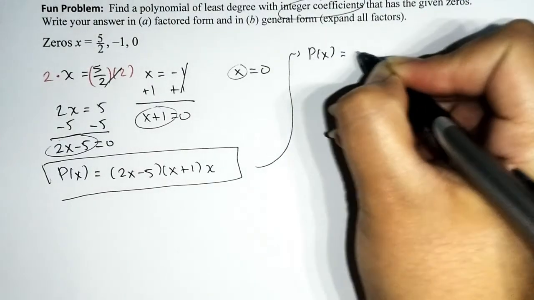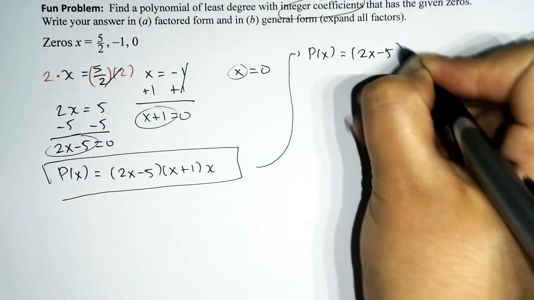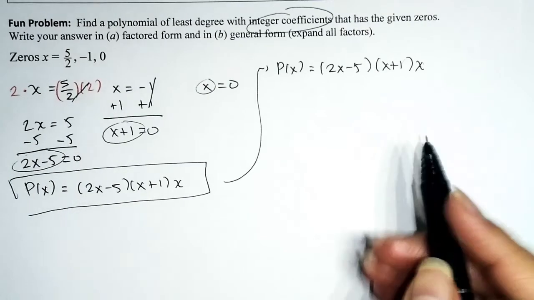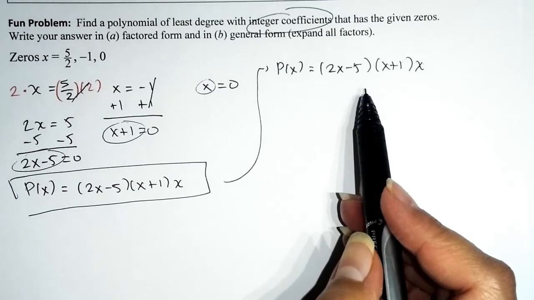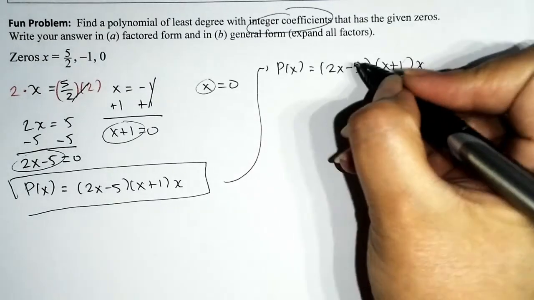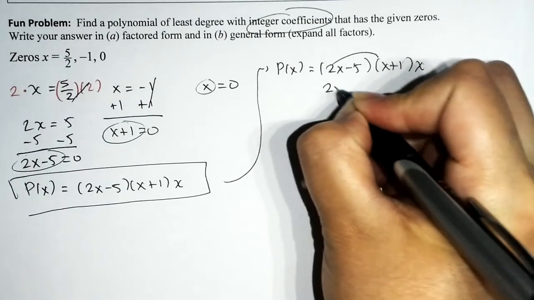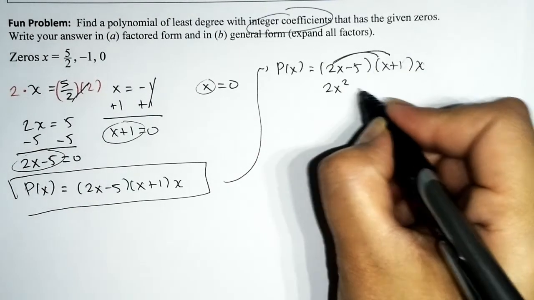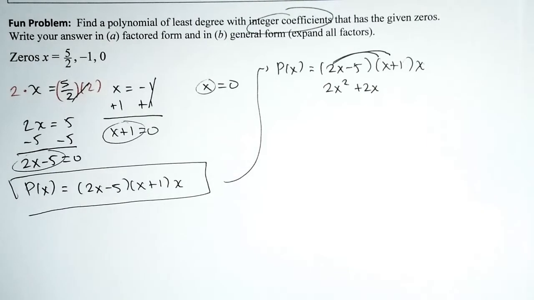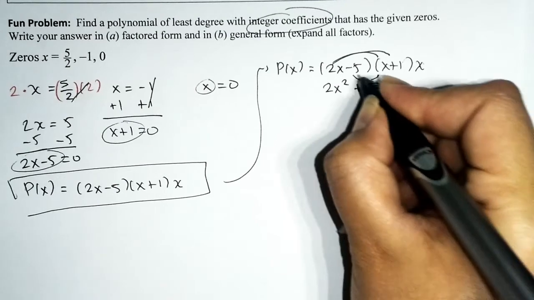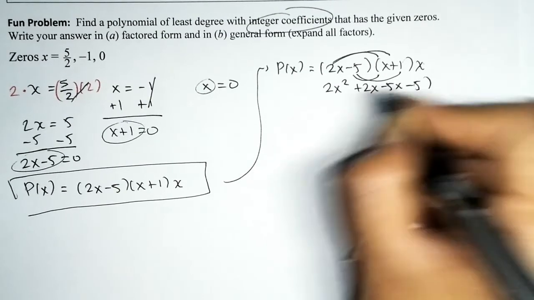Let's go ahead, take our answer, and then we're going to expand all factors or multiply. So let's go ahead, group the first two binomial factors. We'll FOIL it out and then distribute the x. Product of the first terms will give us 2x squared. Product of the outer terms will give us 2x. Product of the inner terms gives us negative 5x. Product of the last terms will give us negative 5.